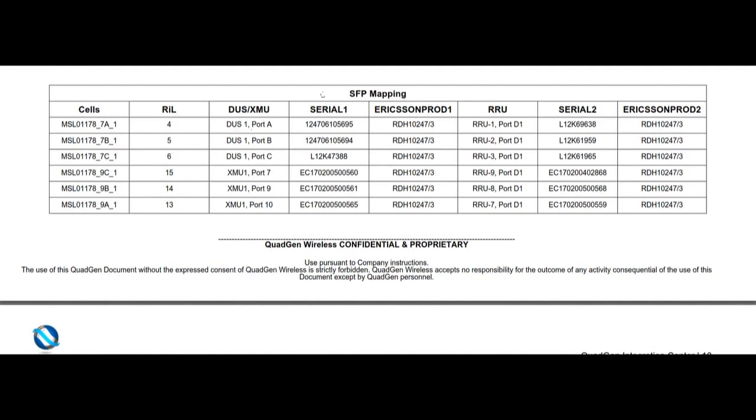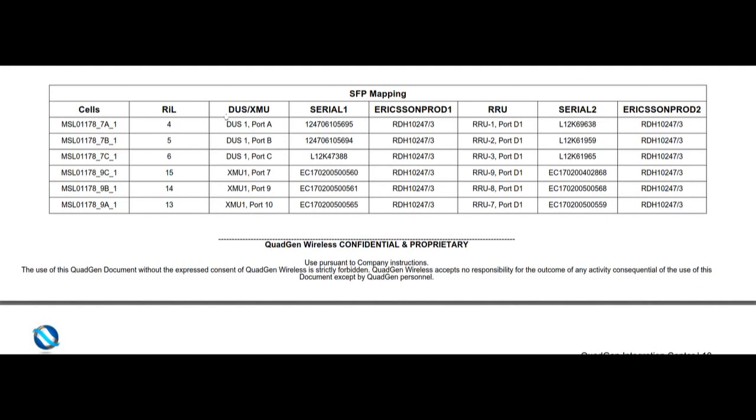In this particular instance, we're looking at SFP mapping, which is exactly what the configuration of the technology is. So it's in DUS1, it's plugged into port A, and then we can take this information, gather it up, and then compare it to what we see on the ground. And if the two things match, then we know, okay, we're on the right track here.